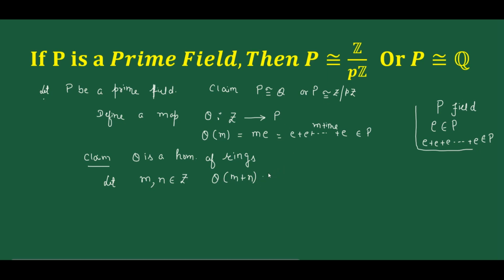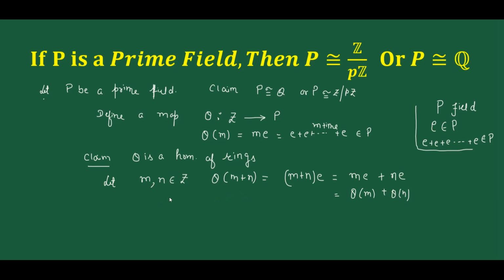By the definition of the map, theta of m plus n: because m is an integer and n is an integer, m plus n will be an integer, and by definition it will be (m plus n) times e. You are very much clear that (m plus n) times e means we can write this as me plus ne. And this is theta of m and this is theta of n. So there is no problem to say that theta preserves the addition.